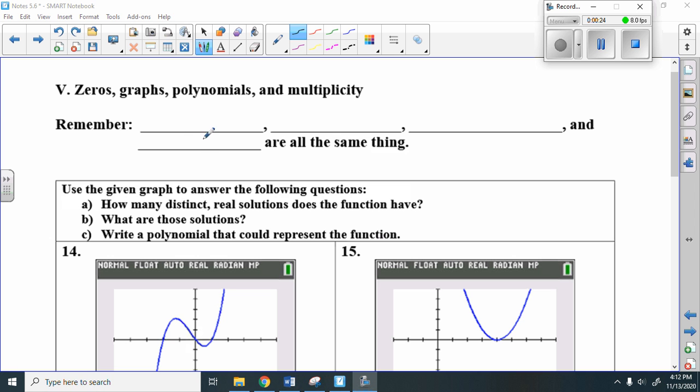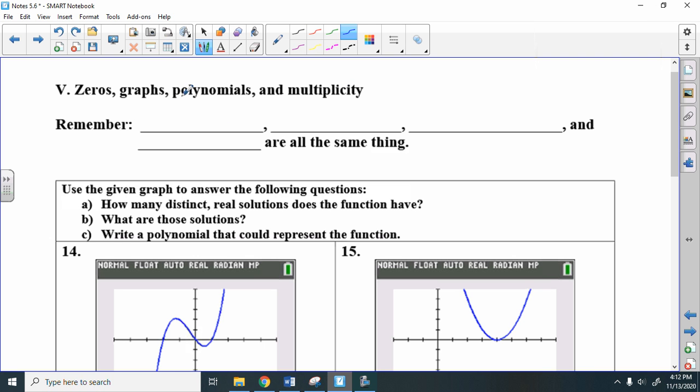The next part here is we're talking about zeros and how they relate to the graphs, and how to look at them in terms of polynomials, and then we're going to look at this term called multiplicity. All right, so let's start with the idea of zeros. I hope that you remember, because I try to say it as often as possible, that zeros are the same thing as x-intercepts.